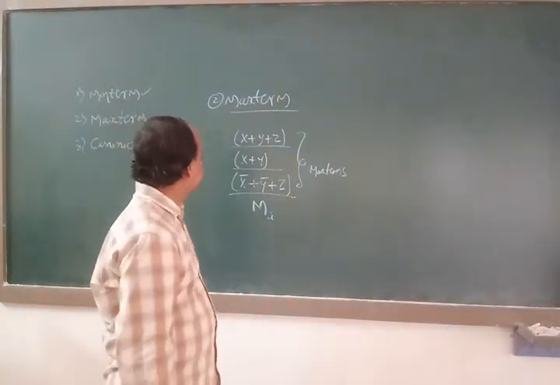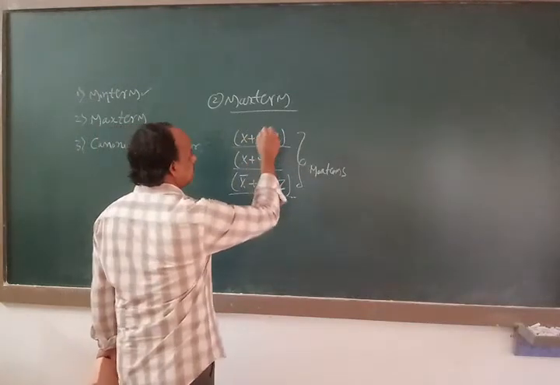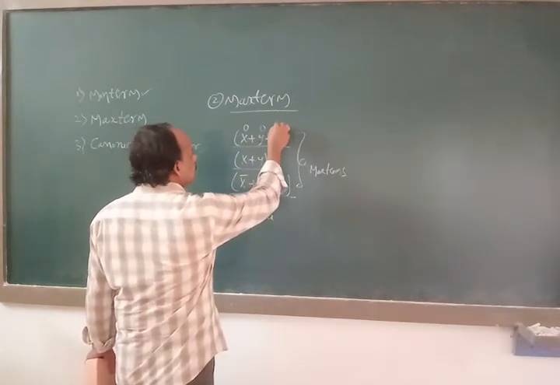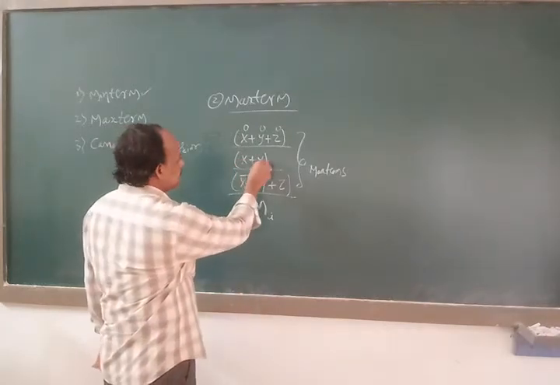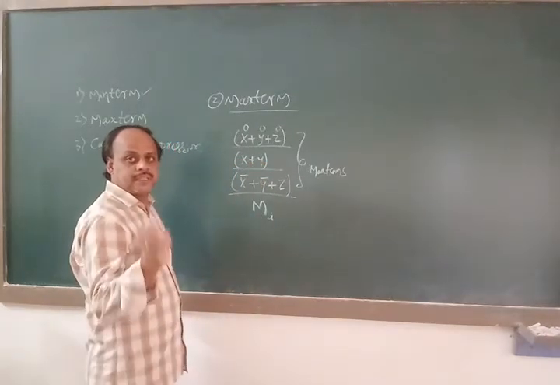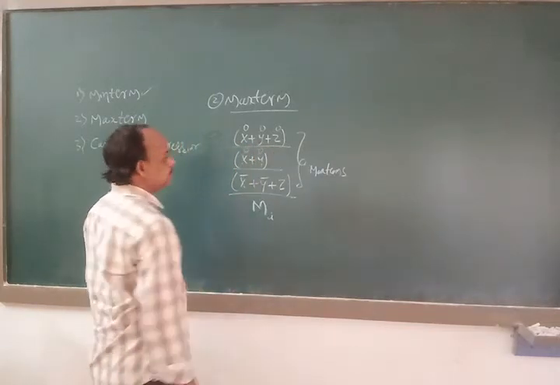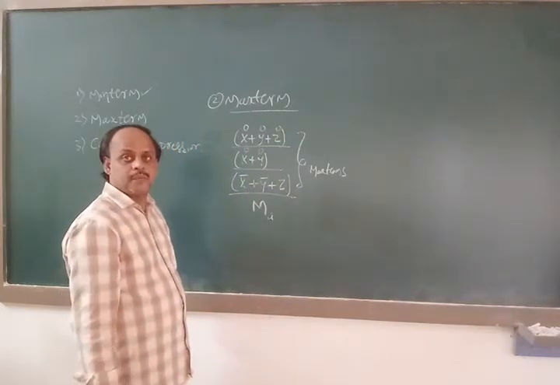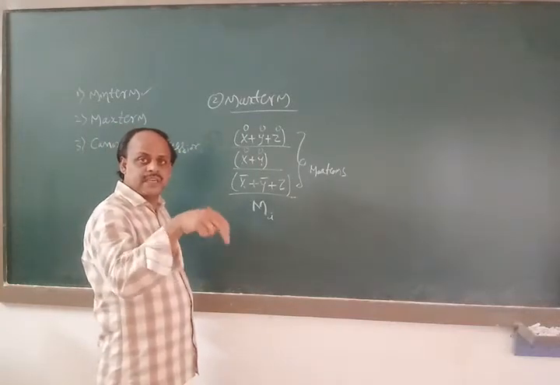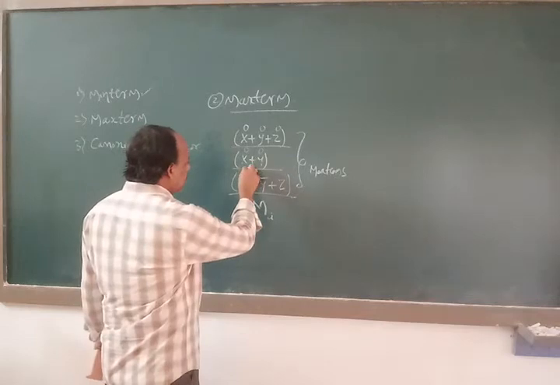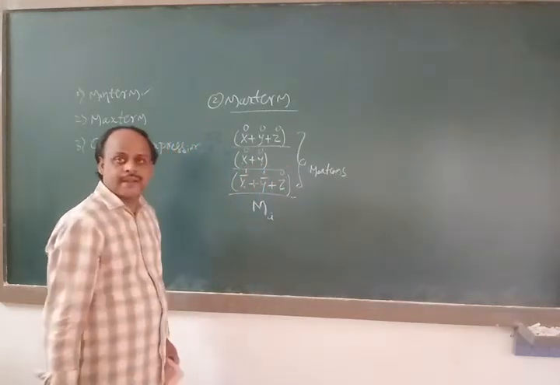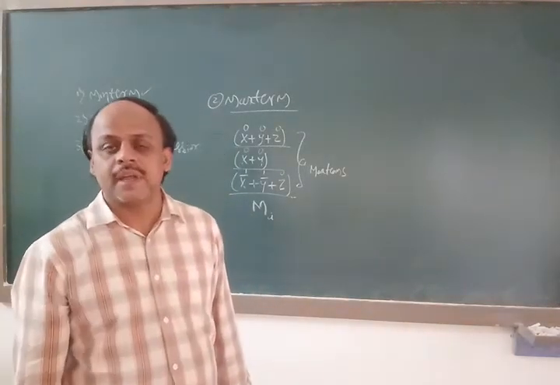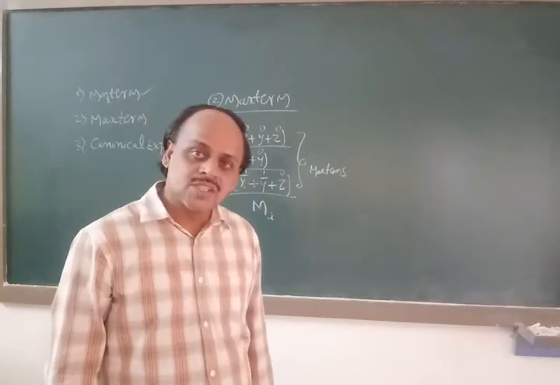For example, x plus y plus z means three variables are there. Its binary form will be 0, 0, 0. In the second example, x plus y is there. Here also only variables are there. Its binary form is 0, 0. In the third example, x bar plus y bar plus z is there. Its equivalent binary form becomes 1, 1, 0, since the complement of a variable means 1 in the max term.